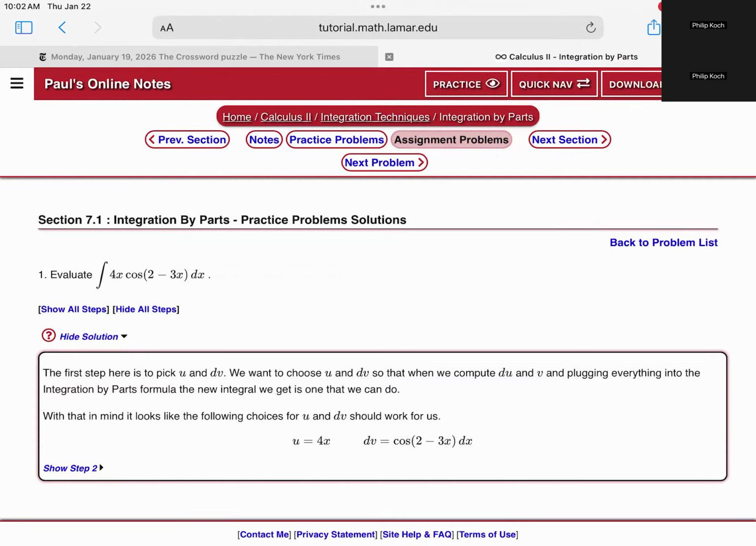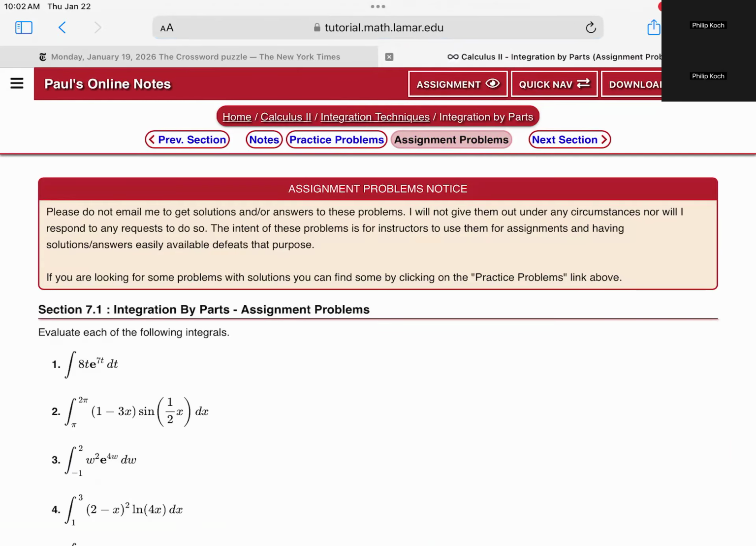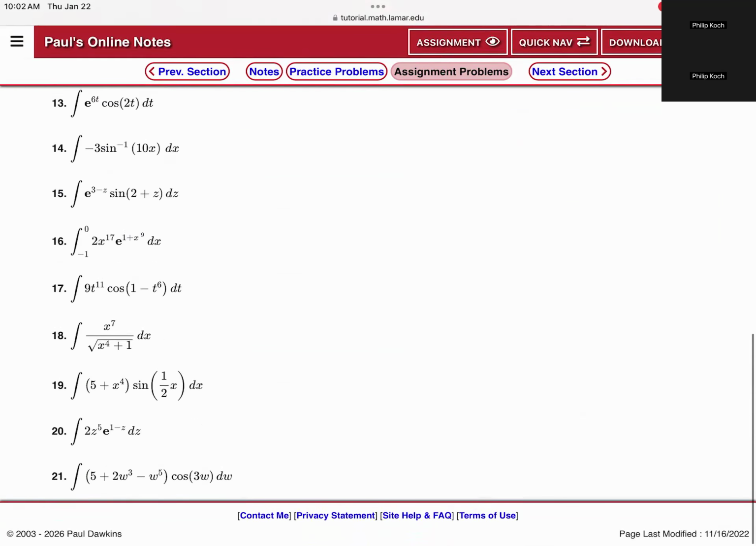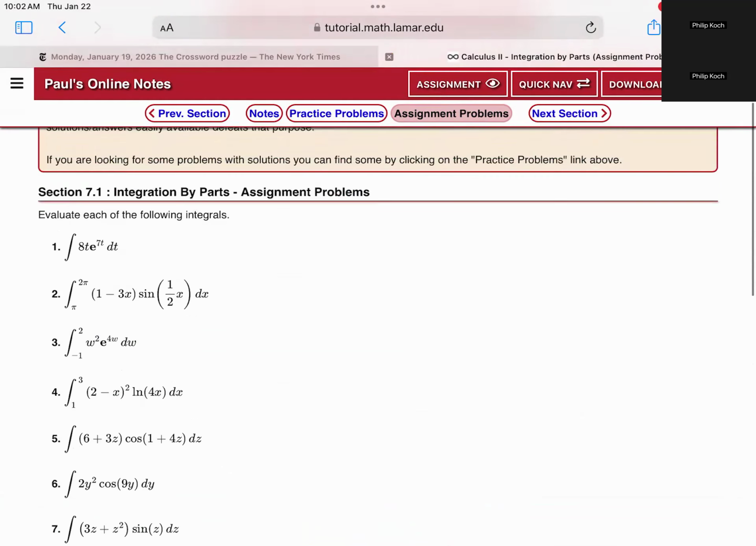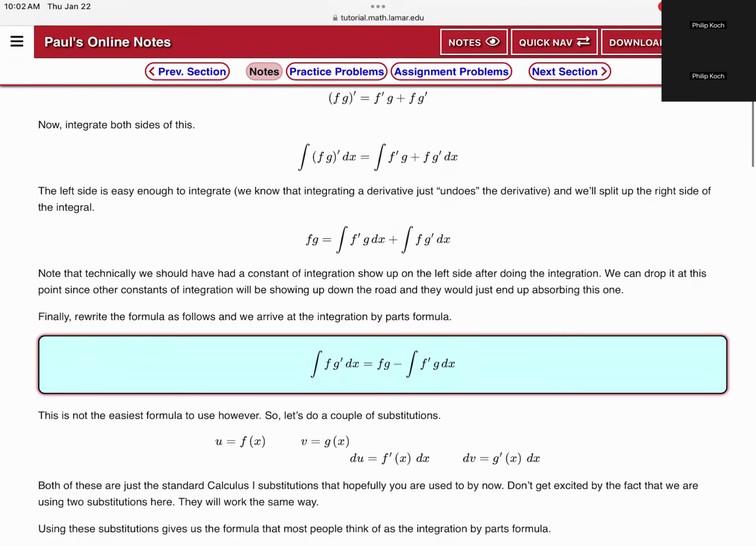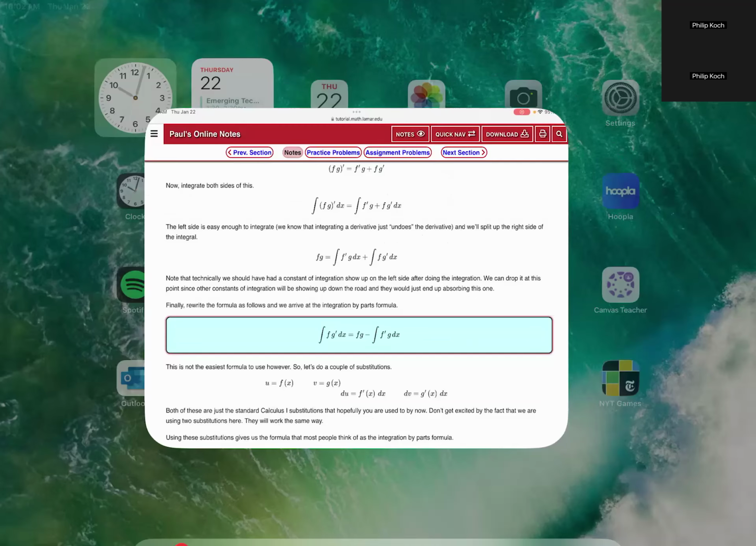The assignment problems are ones that Paul gives to his own students. These ones do not have answers, but you can always use things like Wolfram Alpha to verify that it's correct. So it's a very, very great resource to use. It has notes for all of it too. So I would really, really recommend it. But anyways, back to our stuff.